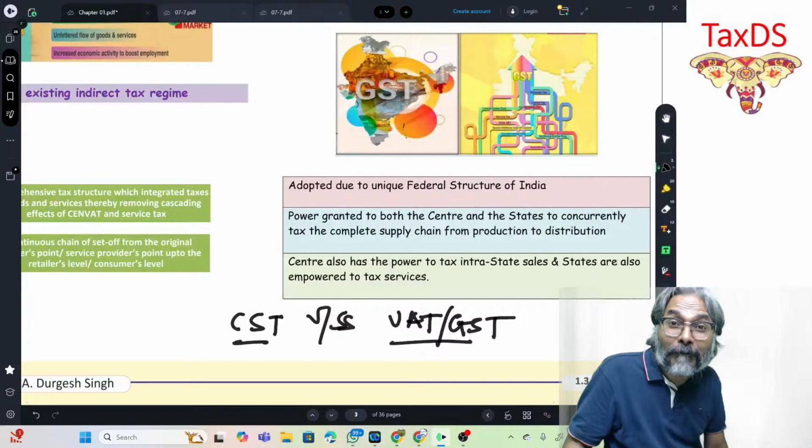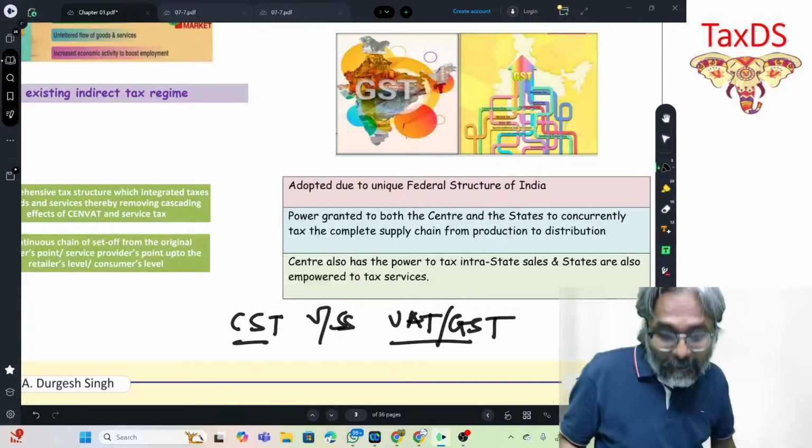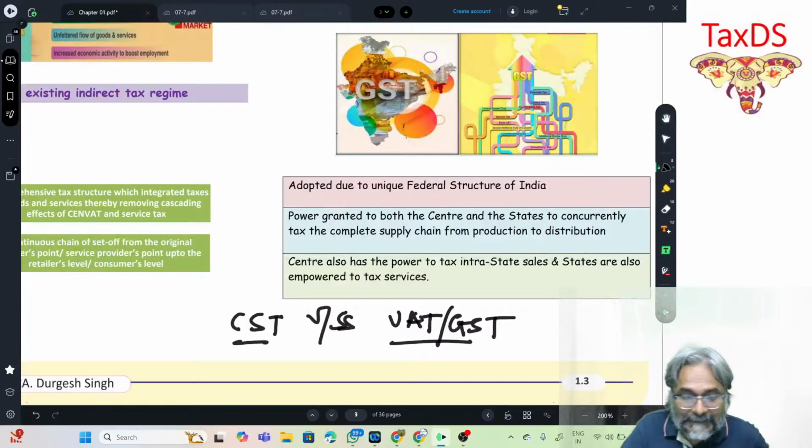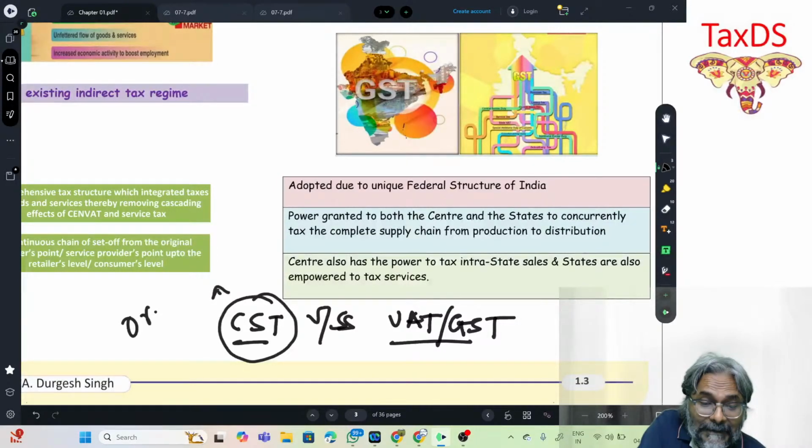The concept of destination based tax. Be careful, students. This is one of the most important distinctions between the CST and the VAT or GST, as the case may be. CST was an origin based tax. It is not the destination.